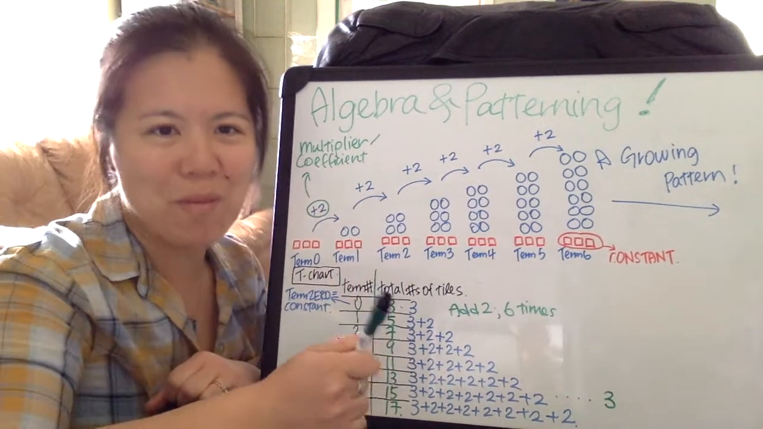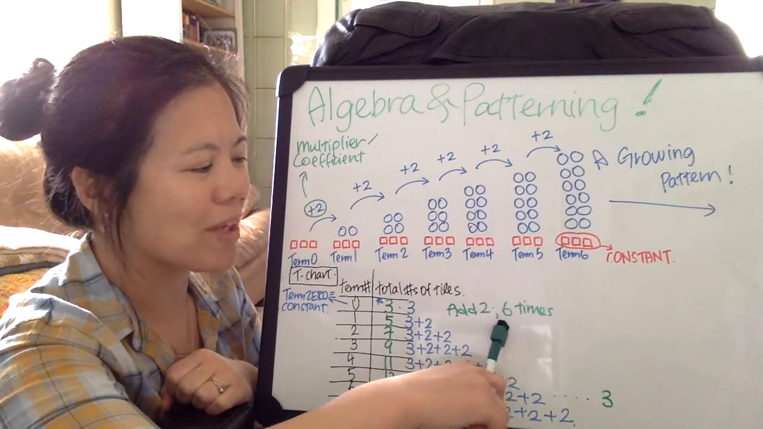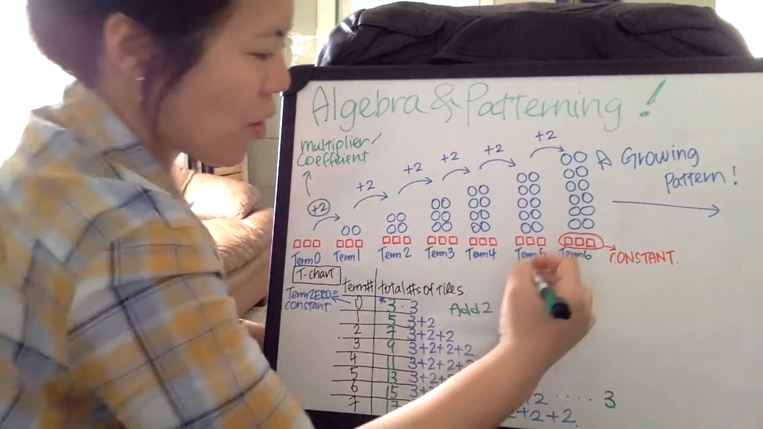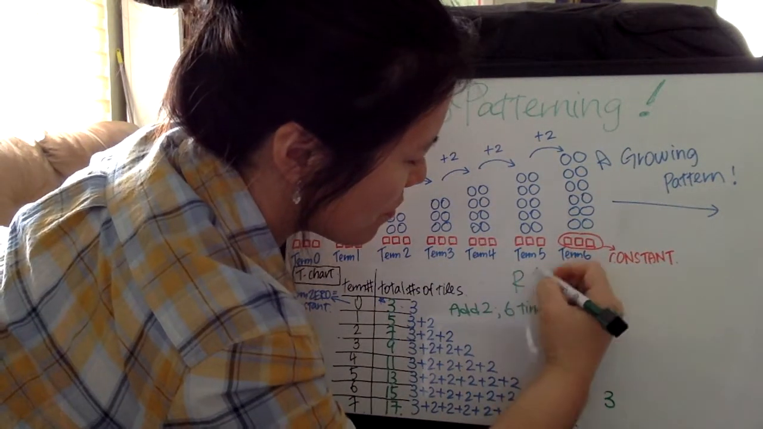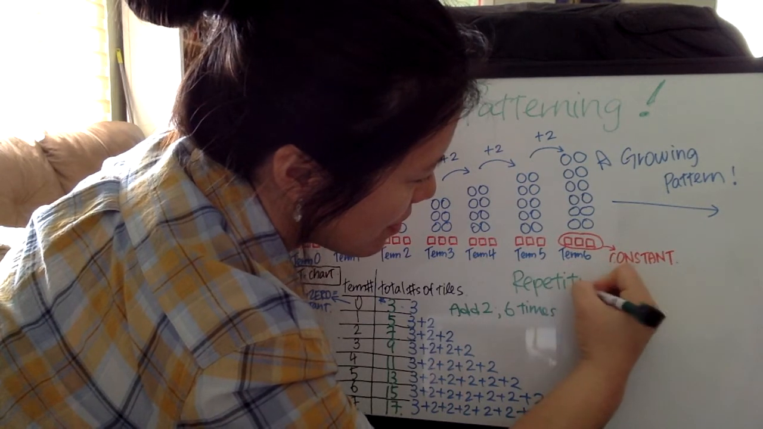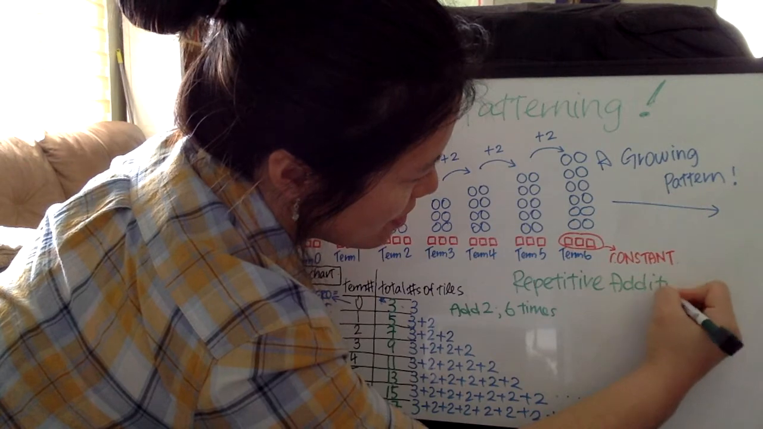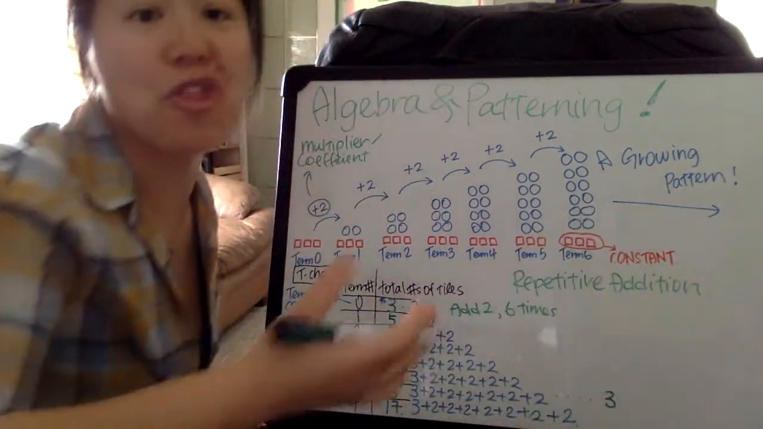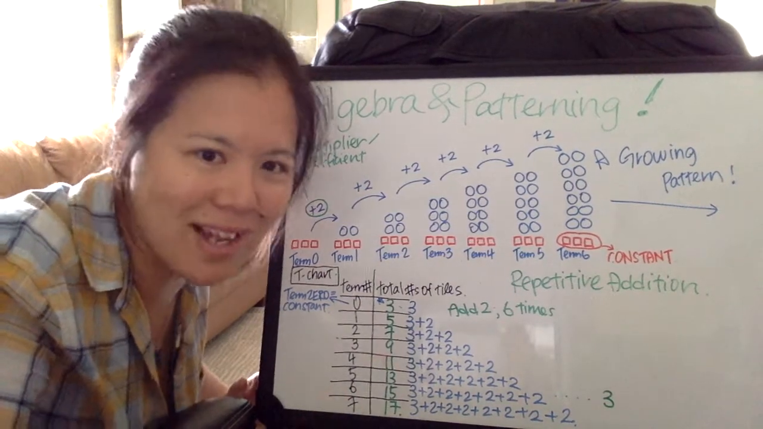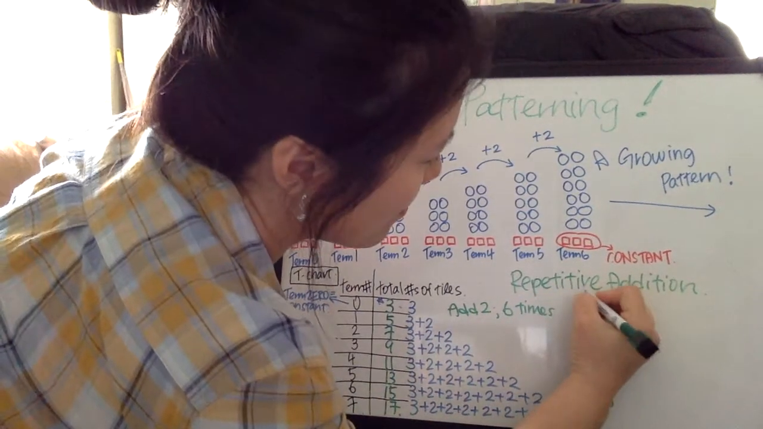Do you remember from previous years or previous grades, when you are adding something repeatedly, what is that? This is very key: repetitive addition. Things like 3 plus 3 plus 3, 10 plus 10 plus 10 plus 10 plus 10, and all that. Repetitive addition is multiplication.